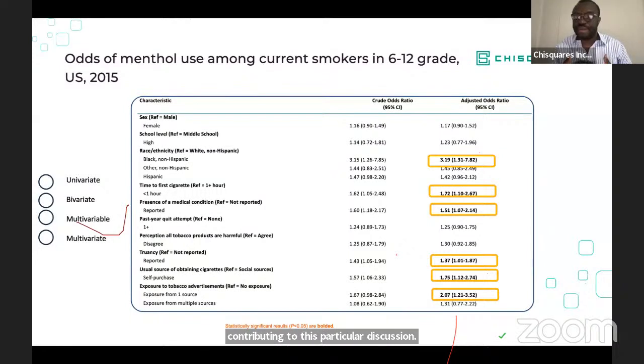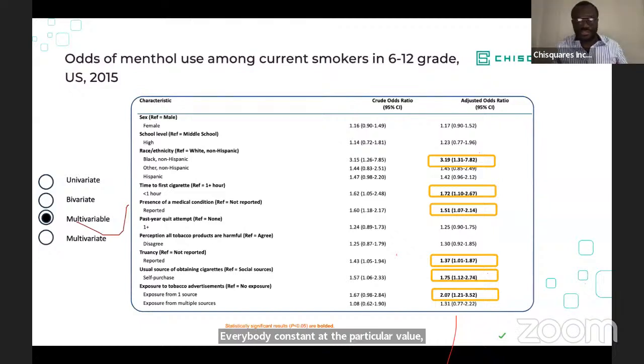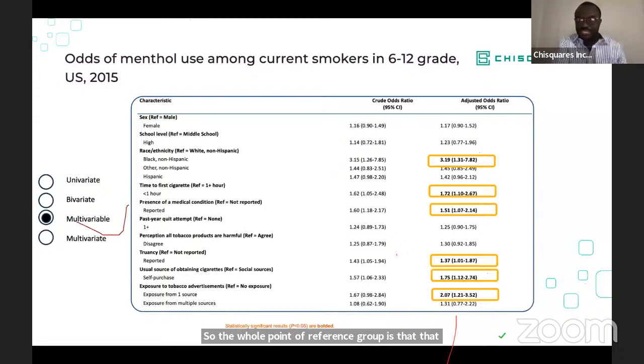So that's what we mean by holding things constant. It's again back to that picture of a plane. We are looking at the relationship between blacks and whites, and we want complete silence. We want every other variable to be silent so that we can just focus on that relationship between blacks and whites. So we hold everybody constant at a particular value, and that value is supplied by us, right? That is why we use reference groups. The whole point of a reference group is that it is the point at which we hold everybody constant.